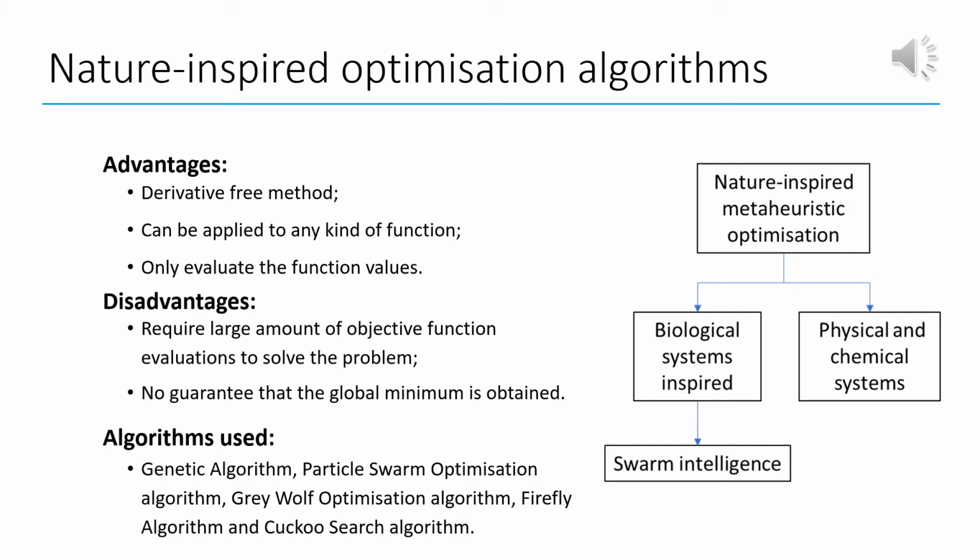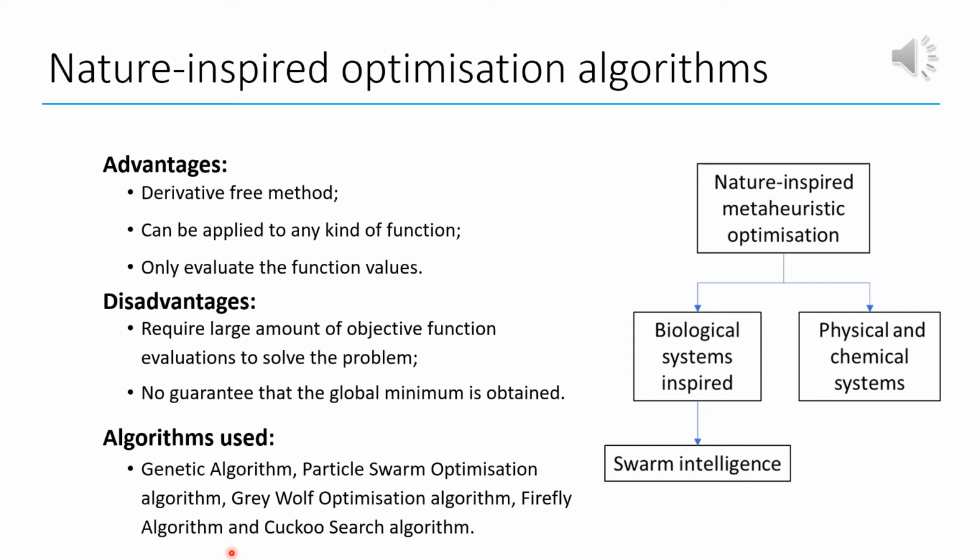The chosen optimization methods are nature-inspired meta-heuristic algorithms. These have the advantage of being applicable to any type of function. However, the global minimum is not guaranteed. This class of algorithms can be classified according to the source of inspiration, whether inspired by biological systems or by physical systems. Within those inspired by biological systems, we have a special subsection based on fish and bird flock intelligence. With the development of more advanced computers, more and more meta-heuristic algorithms have been developed.